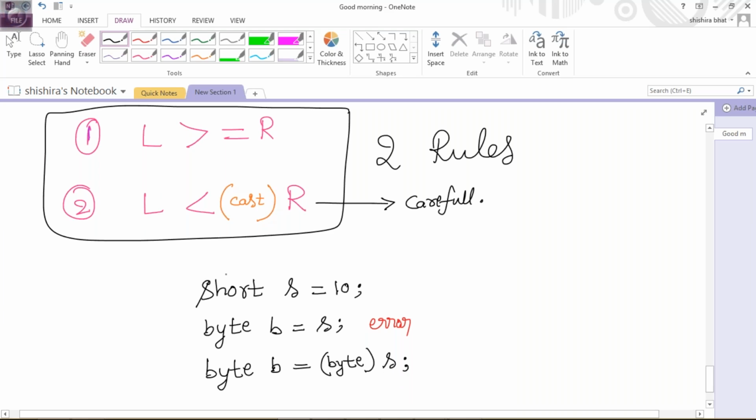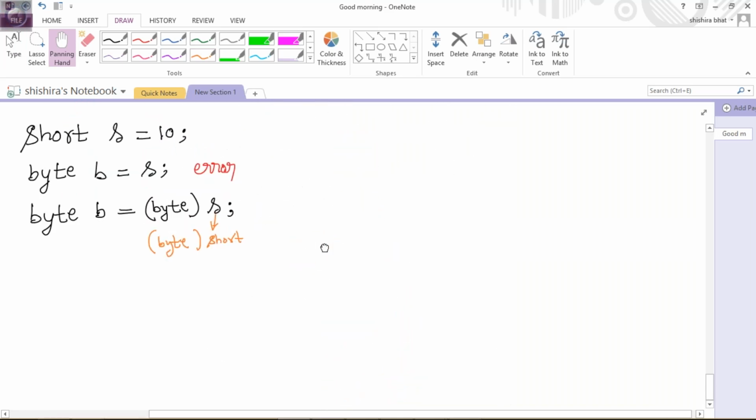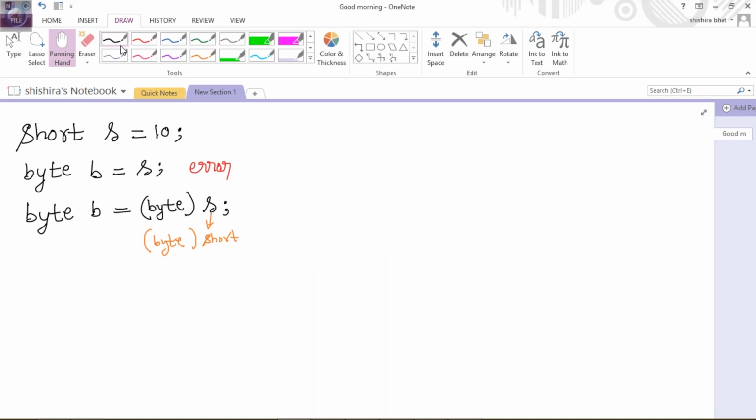Casting, the simple English meaning, is conversion. You are converting s, nothing but short, to whom? Byte. You are trying to convert short to byte. This is called typecasting. This works, this perfectly works, only if the data that we are dealing with matches this data type.